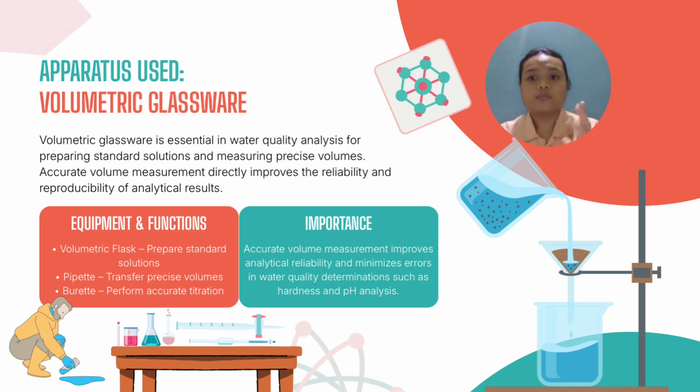There are three pieces of equipment for volumetric glassware and their functions: the volumetric flask to prepare standard solutions, the pipette to transfer precise volumes, and lastly the burette to perform accurate titration. This apparatus is important so that we can get accurate volume measurements to improve analytical reliability and minimize errors in water quality determinations such as hardness and pH analysis.